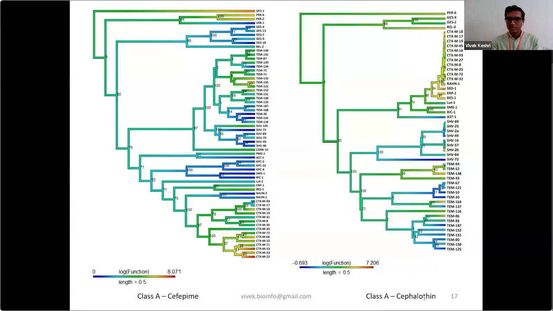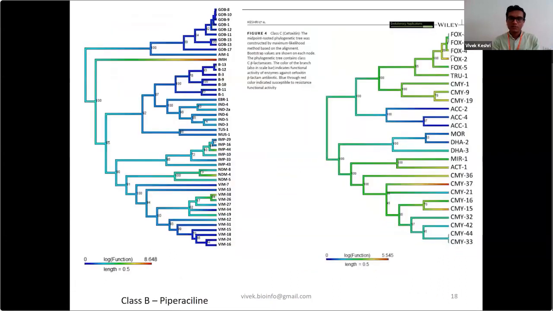Similarly, in the case of the cephalothin antibiotic, it is the same condition, where the extant function is different from the ancient one, and some closely related sequences have a dissimilar function. Even though the sequences are similar, their function is different. And some sequences have a similar function, but their amino acid residues are different. So it is also indicating functional convergent evolution. Similarly, in class B, piperacillin and the other three also.